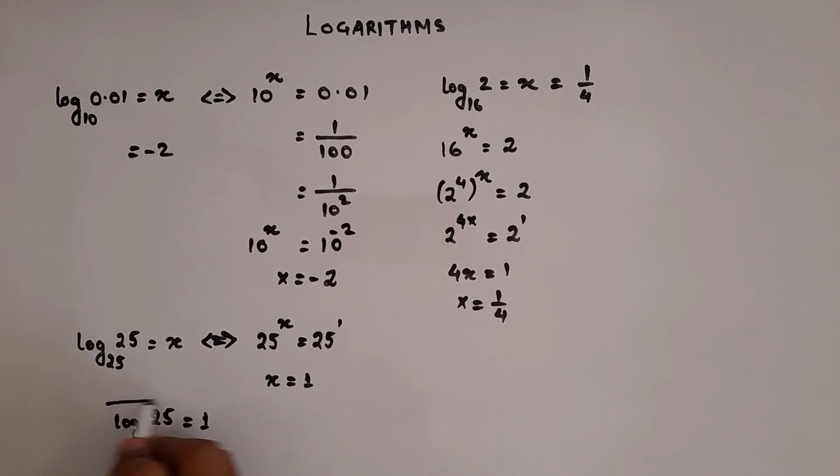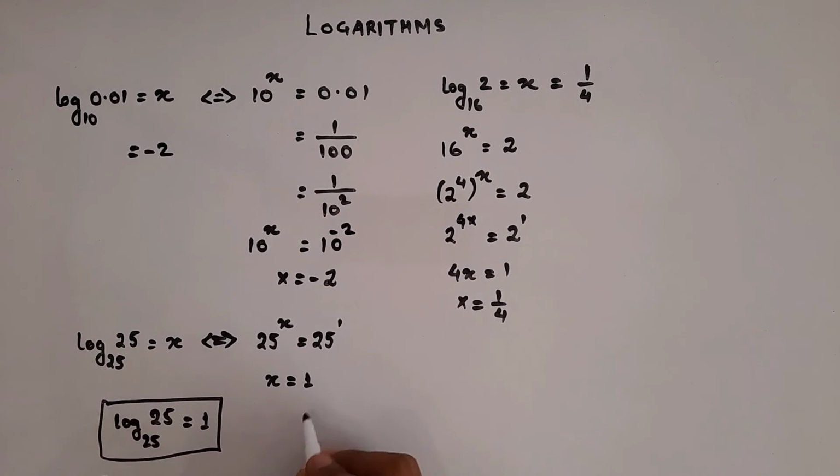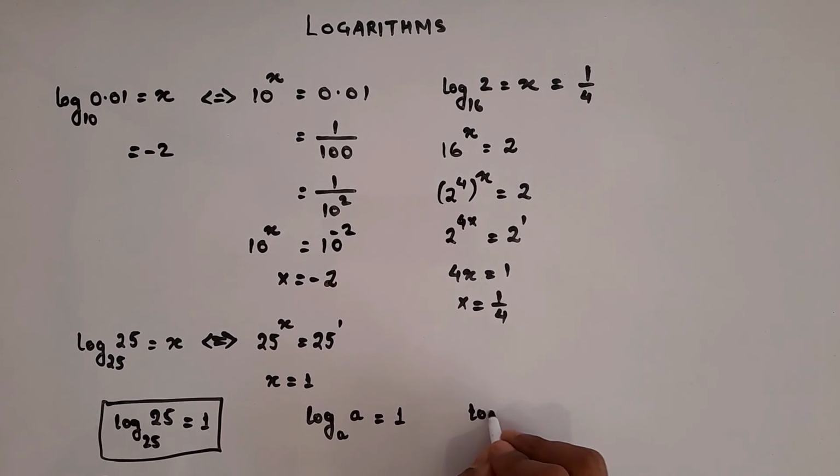Now this is true for any rational number greater than 1. So we have log of a to the base of a, this is also going to be equal to 1. We have log of b to the base of b, this is always going to be equal to 1.